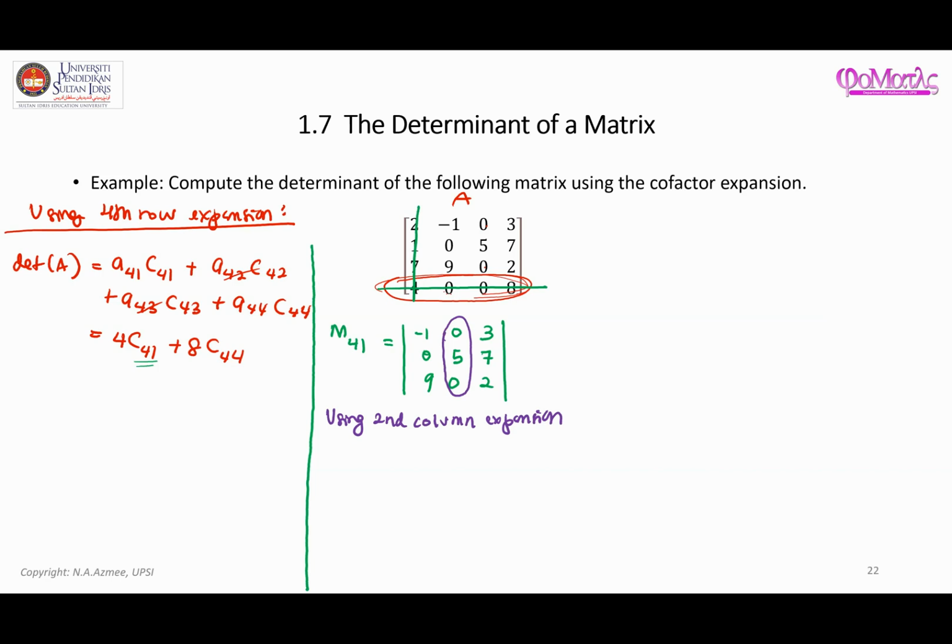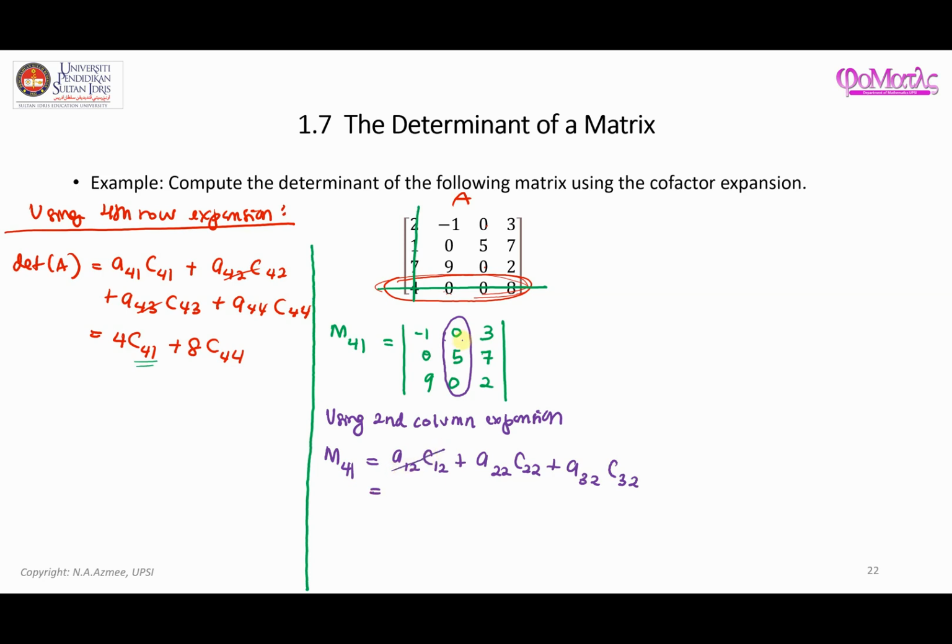Okay, therefore M41 can be obtained if you consider this is a12 C12 plus a22 C22 plus a32 C32.